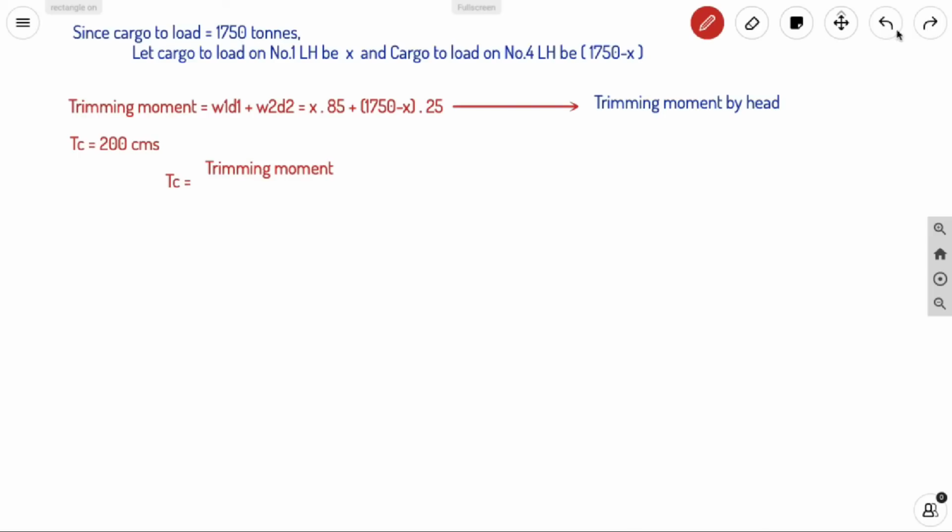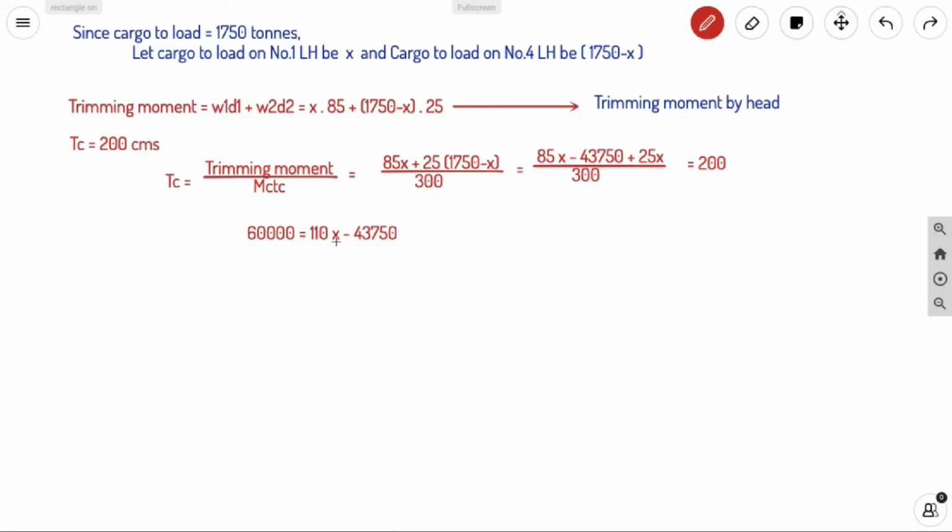TC is equal to trimming moment divided by MCTC. We know MCTC, that's 300. So that is 85x plus (1750 minus x) into 25, divided by 300, equal to your TC. When you open the brackets and multiply, the answer will be 85x plus 43750 minus 25x, divided by 300, equal to TC. TC we already found, 200 centimeters. So when we bring this 300 across, it becomes 60,000 equal to 85x minus 25x, that's 60x plus 43750. From this we can find the value of x as 60,000 minus 43750 divided by the coefficient. It's 943.2 tons. So we got the value of x, the cargo to load on number 1 lower hold.